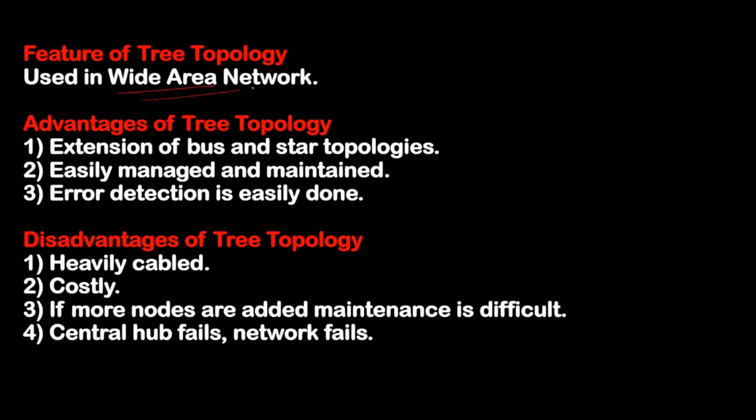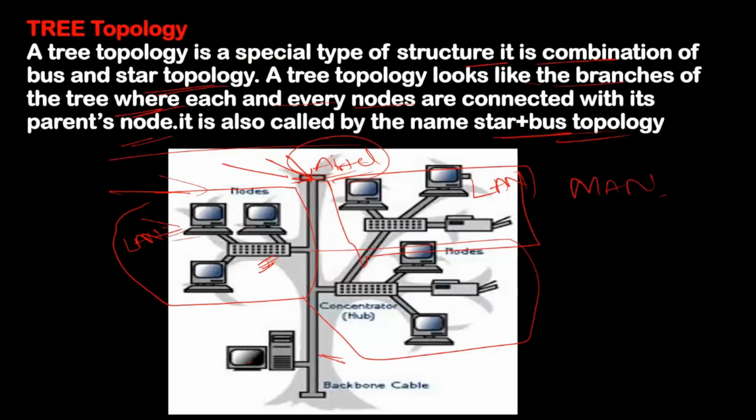And if we talk about the feature, it is used in wide area and band area. Wide area means in internet we also have the ISP. So in that case we also have the bus topology and the star topology. Advantage: extension of bus and star topology, which means it's a combination. Easily manage and maintain. You can easily manage.